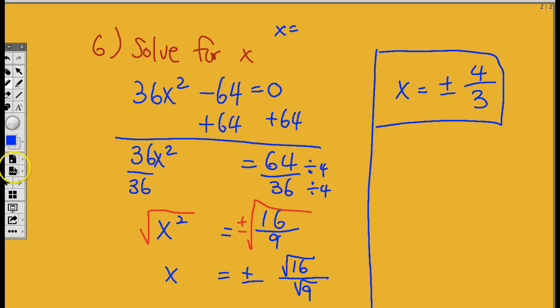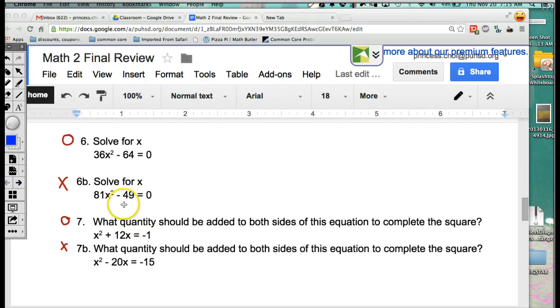So now you already know it's your turn. Go ahead and solve 6b right now, okay? Ready? Go. Now let's move on to question number 7. What quantity should be added to both sides of this equation to complete the square? Okay, I'm doing this with you.